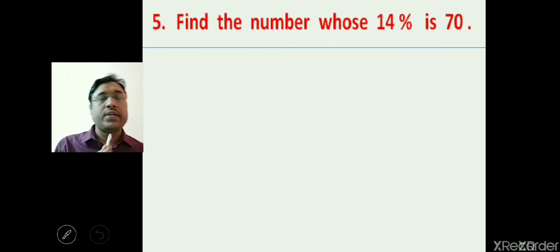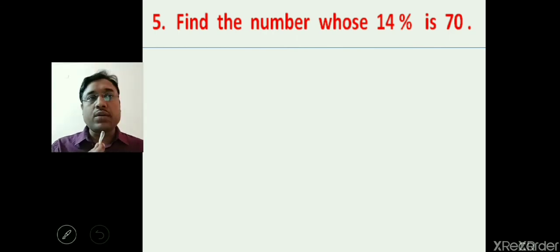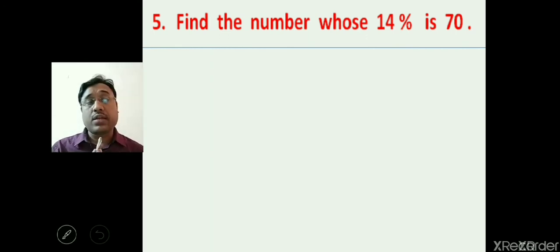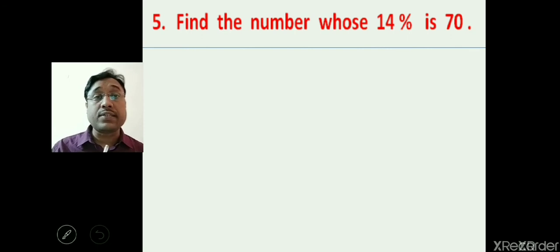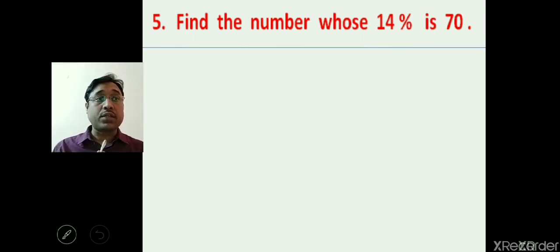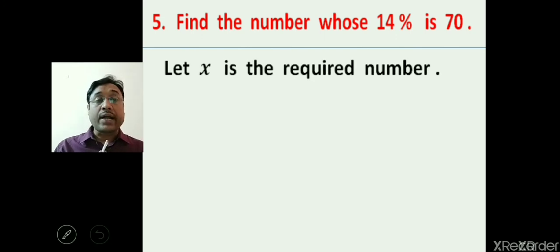Now we have the next question, that find the number whose 14% is 70. Now you see here there is a number whose 14% value you are knowing. Okay, you are knowing the value of 14%, that means 14% is 70. So now that number you have to find, okay, whose 14% is 70. So first in this type of question, first you should assume the number only, that let x be the required number. That number which you have to find, that is x only.